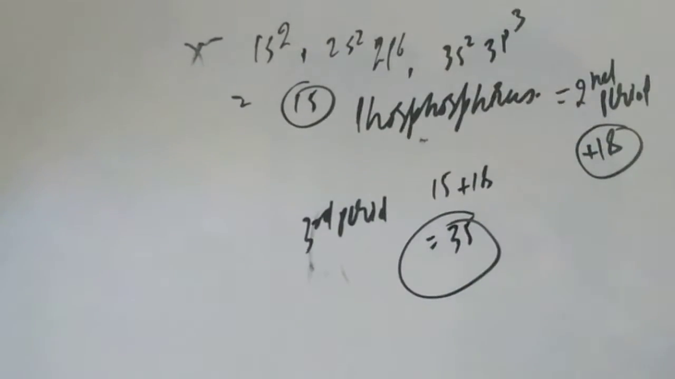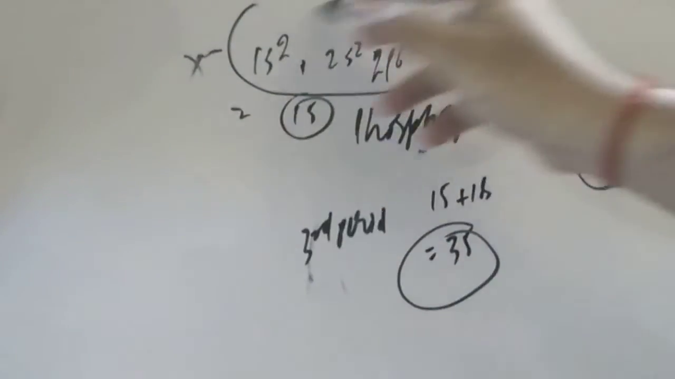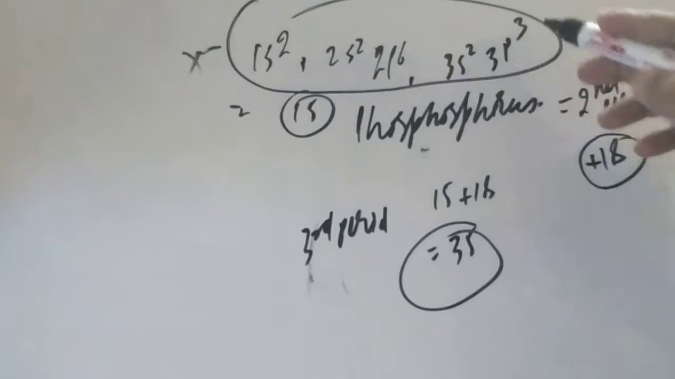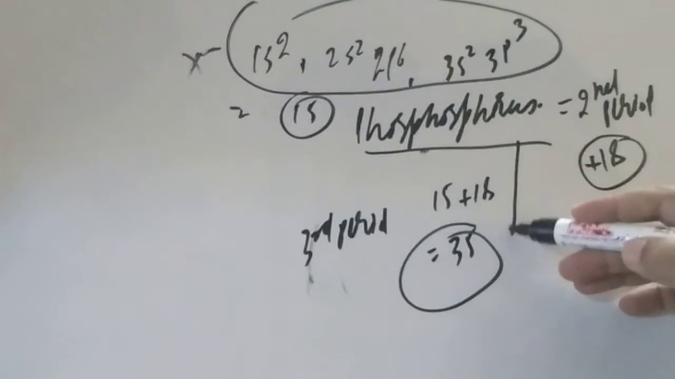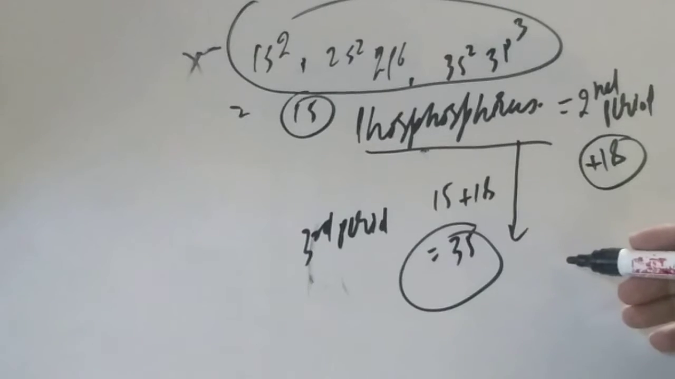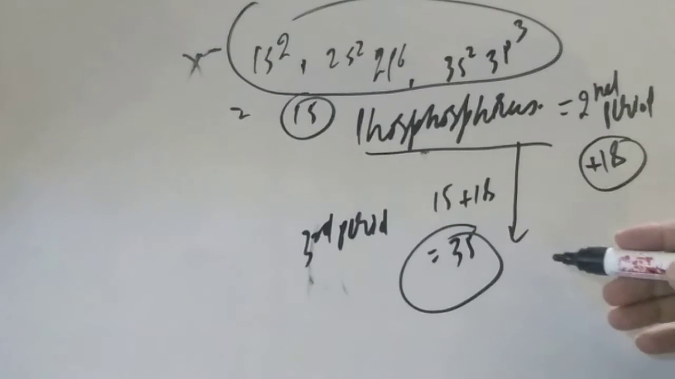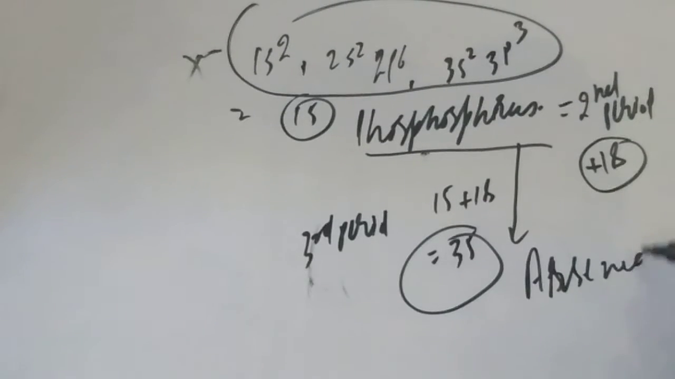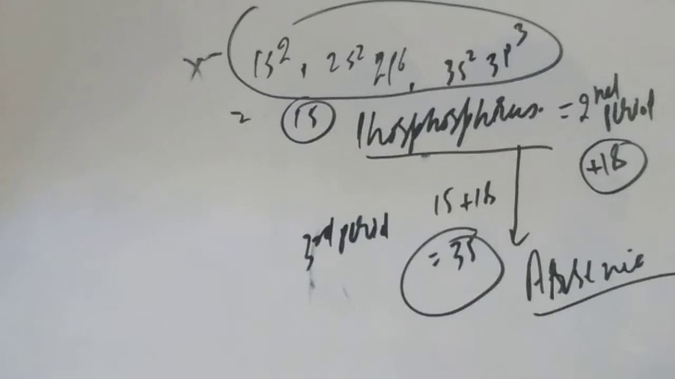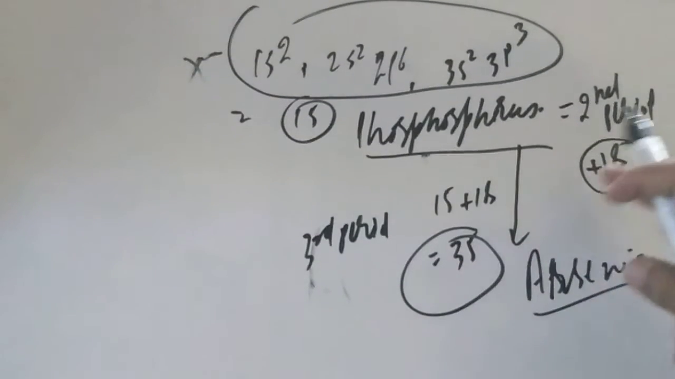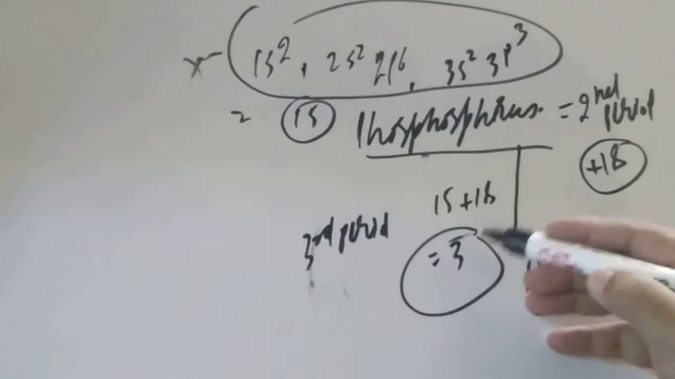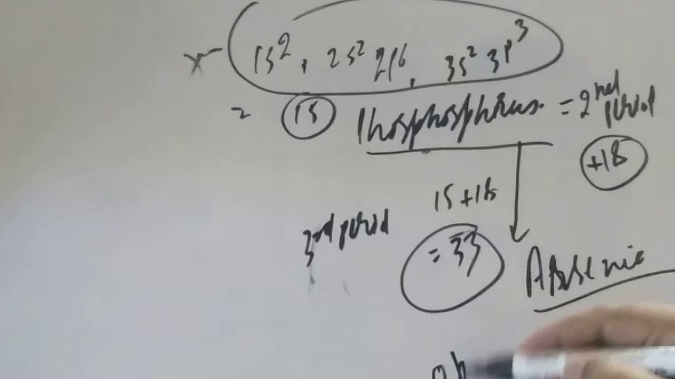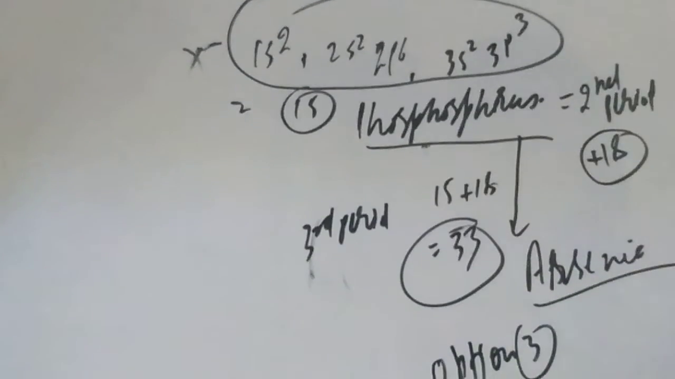So students, you can understand: firstly, whatever the electronic configuration is, you add the electrons. 2, 4, 6, 10, 12, 3, 15. So 15 means phosphorus. Below phosphorus, what is there, students? Nitrogen, phosphorus, and here is arsenic. So arsenic's atomic number is 33. So the correct option is option number 3.